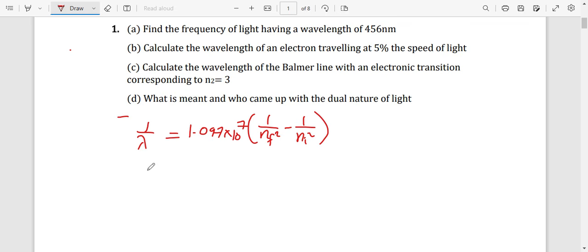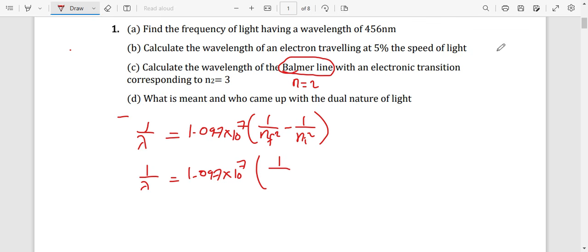So this is going to be 1 over wavelength being equal to 1.097 times 10 to the power 7, 1 over. Now for the Balmer series, which one is going to be the final energy? What does Balmer mean? Balmer line is n is equal to 2. So between these two, which one is going to be the final energy level? The final energy level is n is equal to 3.